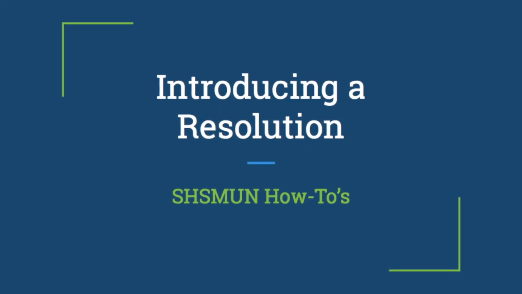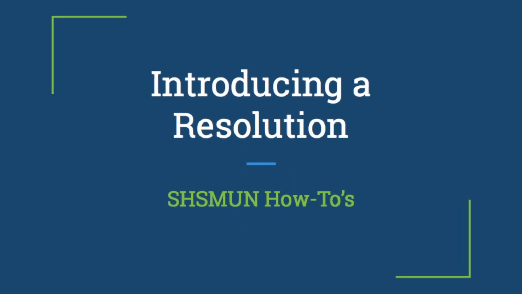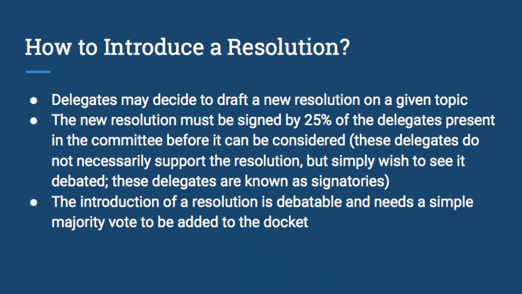In this video, we're going to be covering introducing a resolution to the docket. So, before the conference, when the chair receives all the resolutions that delegates have written, the chair chooses a docket for each topic, usually consisting of between 4 to 6 resolutions. And these are the resolutions that get debated initially at the conference.